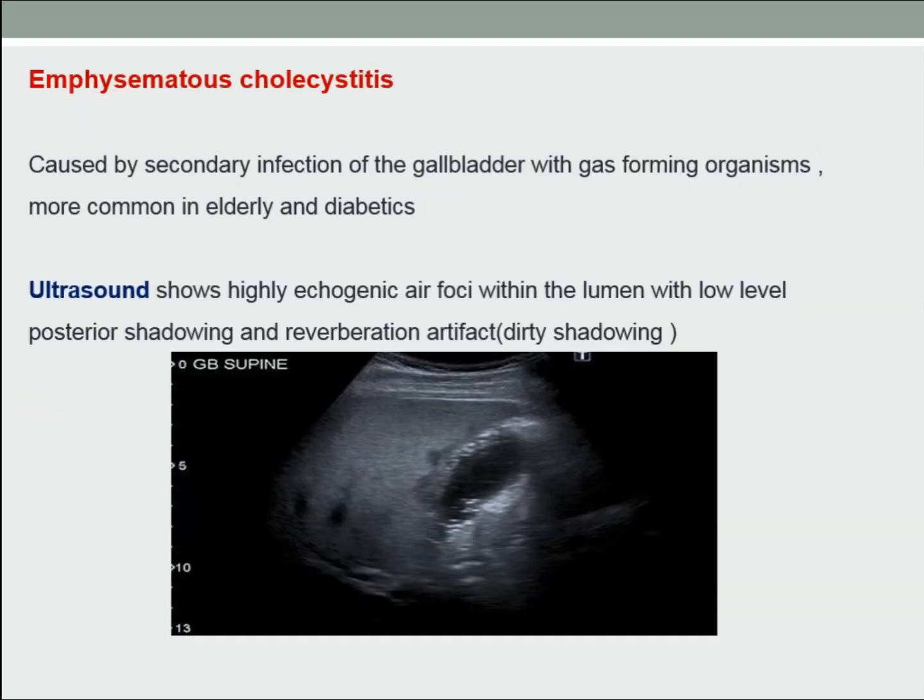Emphysematous cholecystitis can be secondary to infection by gas-forming organisms. Again, it's more common in the elderly and diabetics. Ultrasound shows highly echogenic air foci within the lumen with low-level posterior acoustic shadowing, with reverberation artifacts like here, and we will not see the continuous posterior acoustic shadowing like that of stones; it's called dirty shadowing. Another time, when we ask the patient to change position, air goes to the most non-dependent part, and it's called the champagne sign.